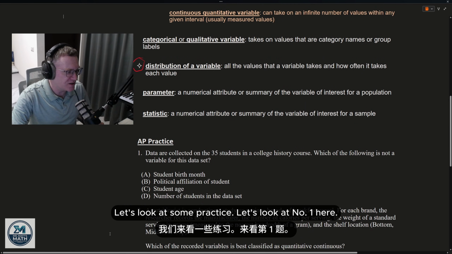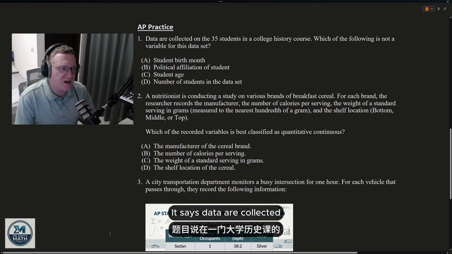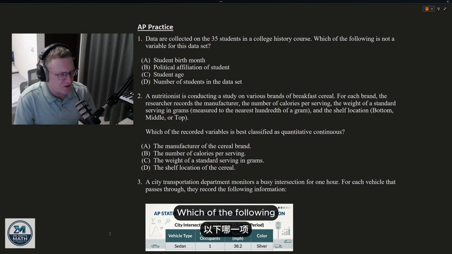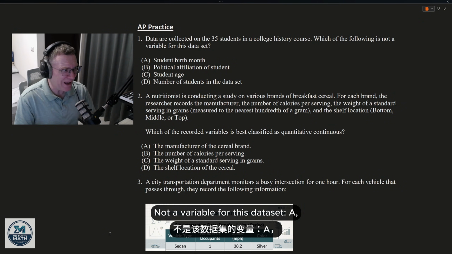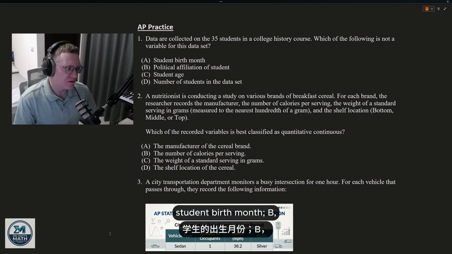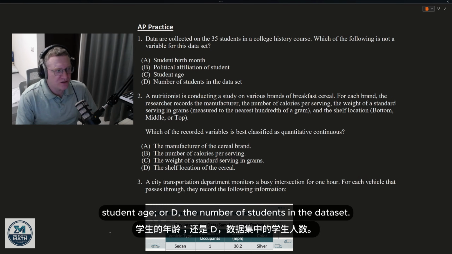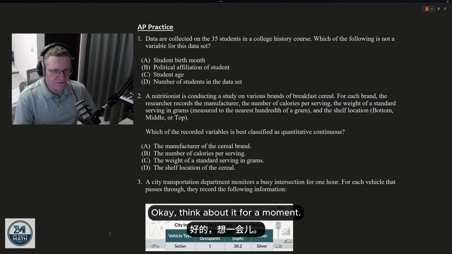All right, let's look at some practice. Let's look at number 1 here. It says, data are collected on the 35 students in a college history course. Which of the following is not a variable for this data set? Not a variable for this data set. A, student birth month. B, political affiliation of the student. C, student age. Or D, the number of students in the data set. Okay, think about it for a moment.